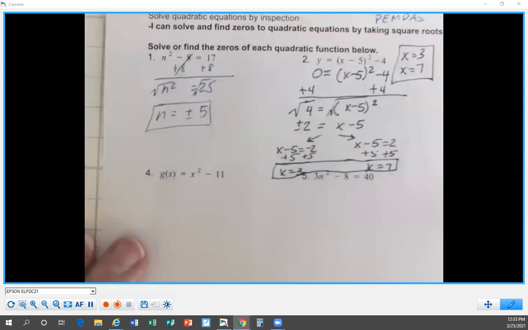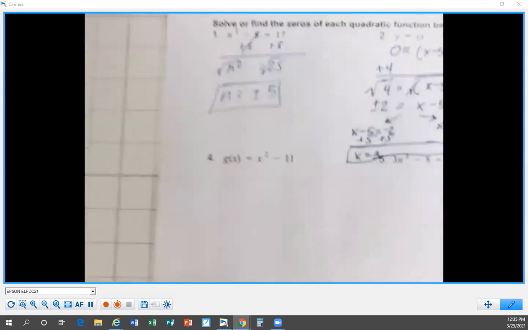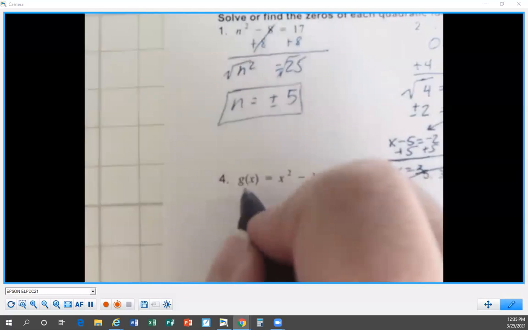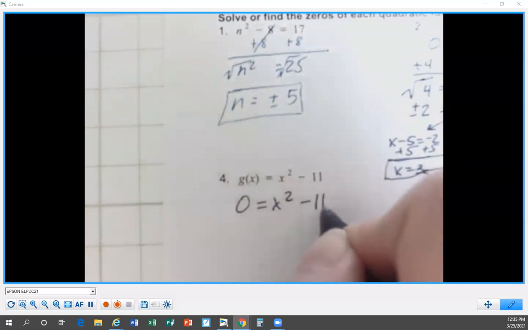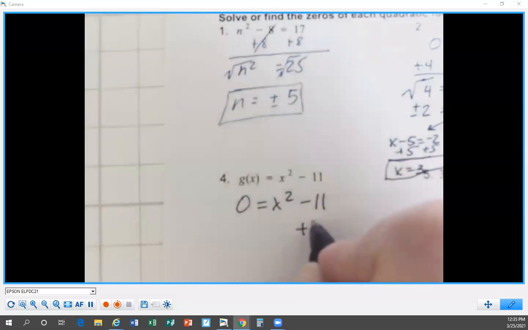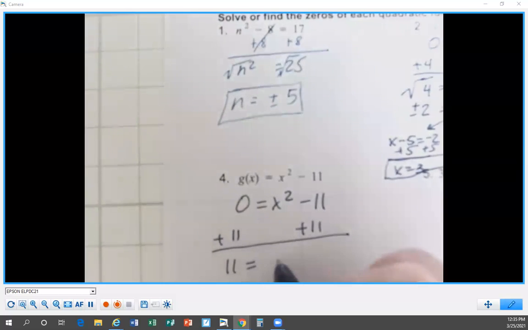Number 4, okay, g of x equals x squared minus 11. So again, g of x functions like our y, so we would say 0 equals x squared minus 11. And then we will add 11 to each side. This gives us 11 equals x squared. And then we take the square root of each side. Square root of x squared is x.